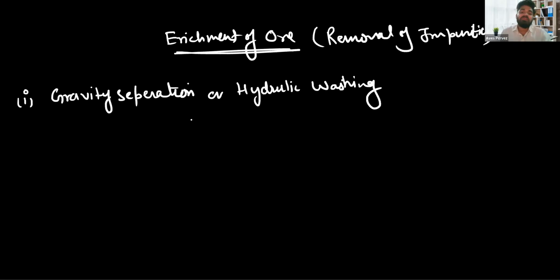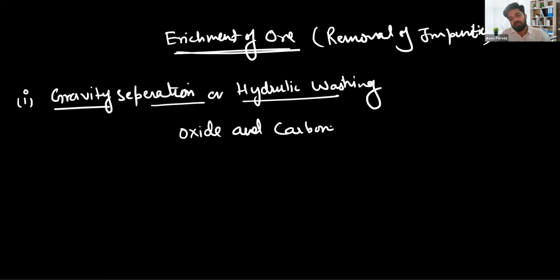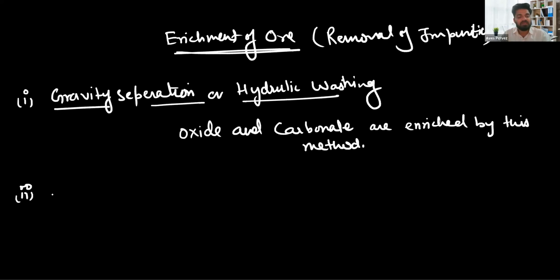This method is used for the enrichment of oxide and carbonate ores, like Al2O3 and ZnCO3. Oxide and carbonate ores are enriched. Enriched means their impurities are removed by this method. Did you understand?